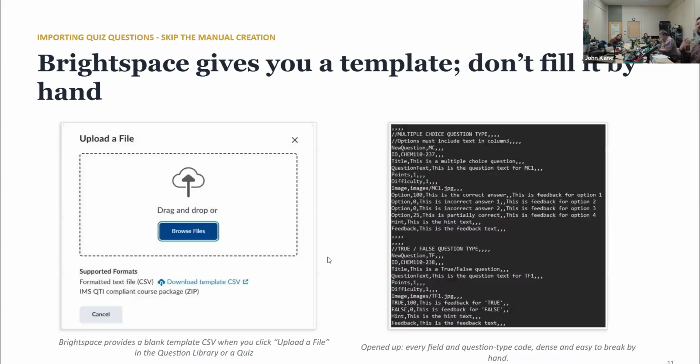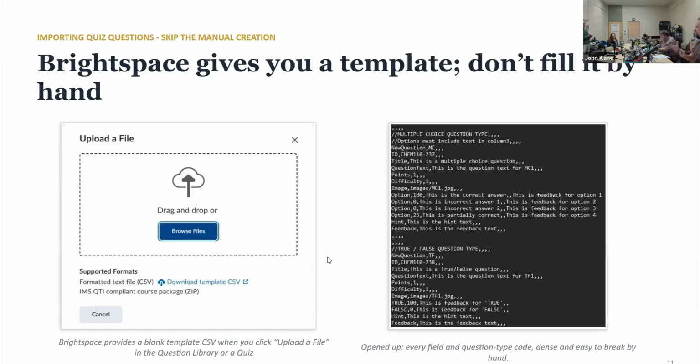The last thing here is importing quizzes into Brightspace. If you haven't done this before, this has saved me an enormous amount of time. Anytime you're in the question library or a quiz in Brightspace and you click on upload a file, you'll see a link down there that says download template CSV. So it downloads a comma separated file. If you open that in Notepad, you'll see it has examples for each type of question that might go into Brightspace.